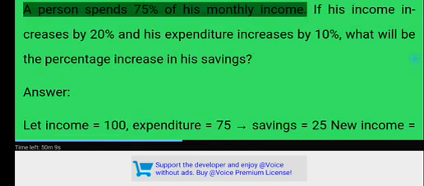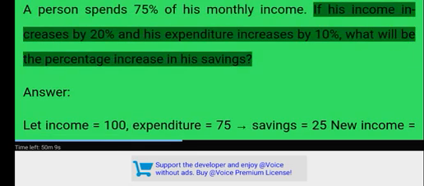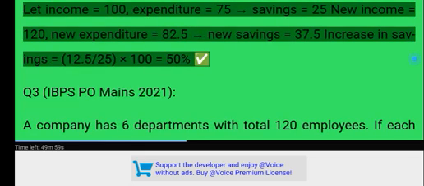A person spends 75% of his monthly income. If his income increases by 20% and his expenditure increases by 10%, what will be the percentage increase in his savings? Answer. Let income equal 100, expenditure equal 75, so savings equal 25. New income equals 120, new expenditure equals 82.5, so new savings equal 37.5, increase in savings equals 12.5, 12.5 over 25 times 100 equals 50%. Check mark.